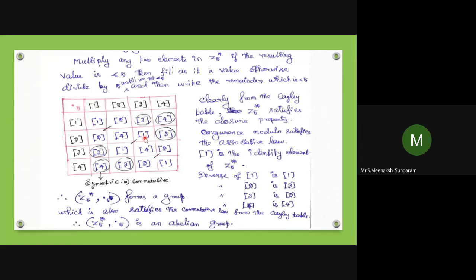ஏன்னா இங்க தான் 1 வருது. Inverse of 2 is 3. Inverse of 3 is 2. Inverse of 4 is 4. Clearly, I can write for here. That is the inverse term. Symmetry. Try to check.